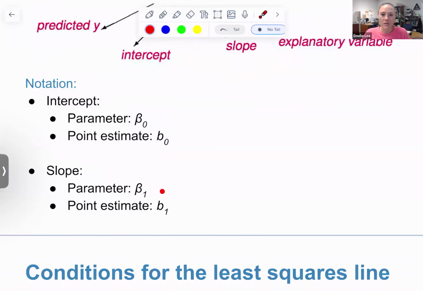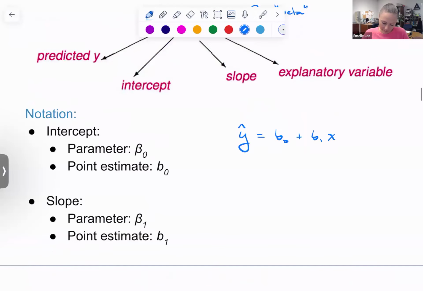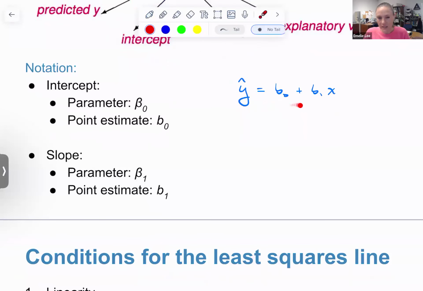We're usually more interested in the slope. And so we have this slope, this point estimate for beta 1 is b1. And so what our equation is going to look like is y hat is b0 or b naught plus b1 times x. Okay. And that's our point estimate of the line, or our point estimates. So what we will be working with is this line here.